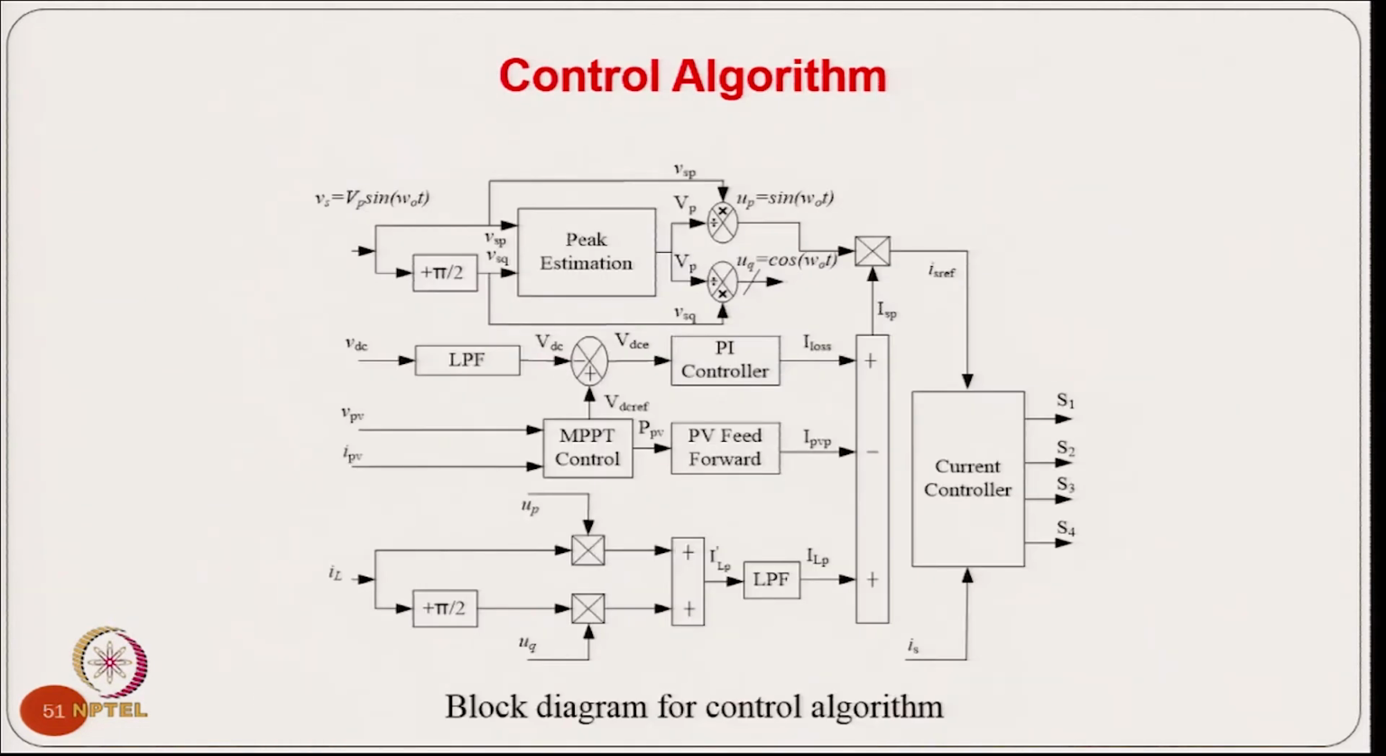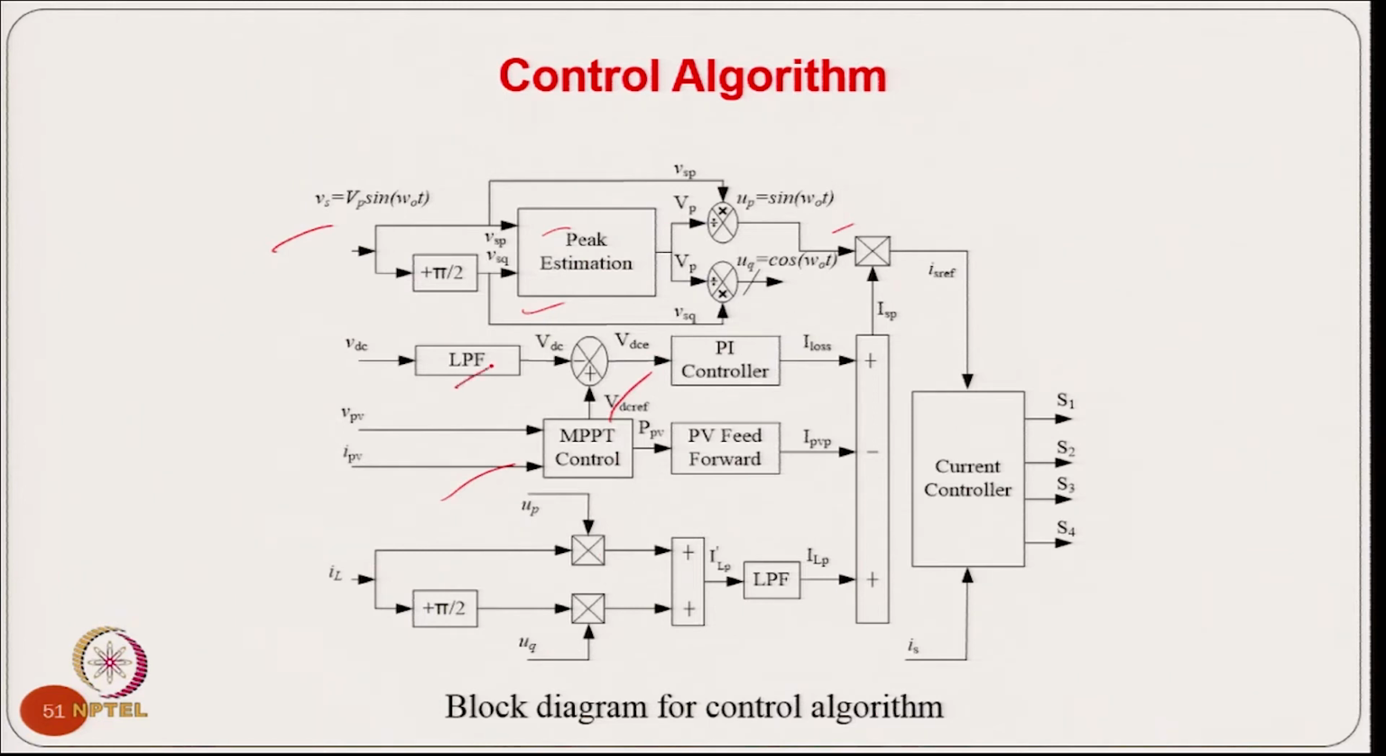And this is the typical algorithm. We sense the voltage, and after filtering we estimate the two components, from which we are able to get the phase. Again, from the solar PV MPPT algorithm, we are getting the reference PV DC link voltage, because it is a single stage system.